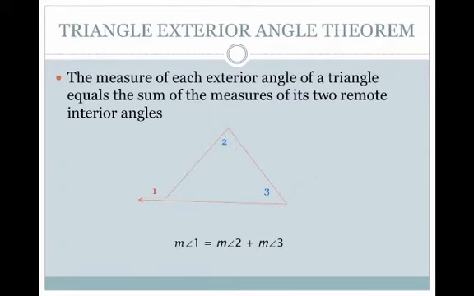All right, let's use that theorem here. Let's actually talk about the theorem that uses those two things. The measure of each exterior angle of a triangle equals the sum of the measures of its two remote interior angles. So angle 1 is just going to equal angle 2 plus 3.